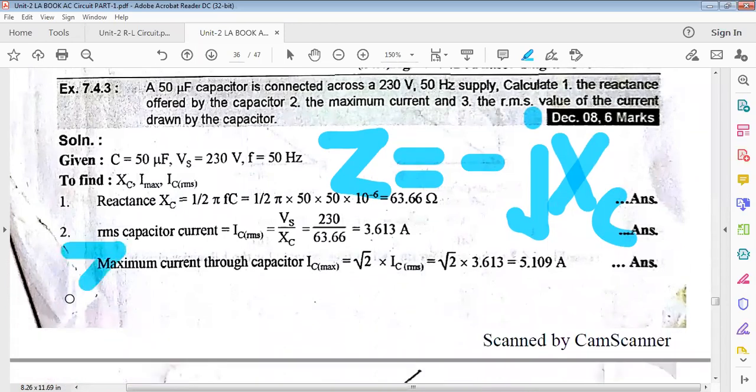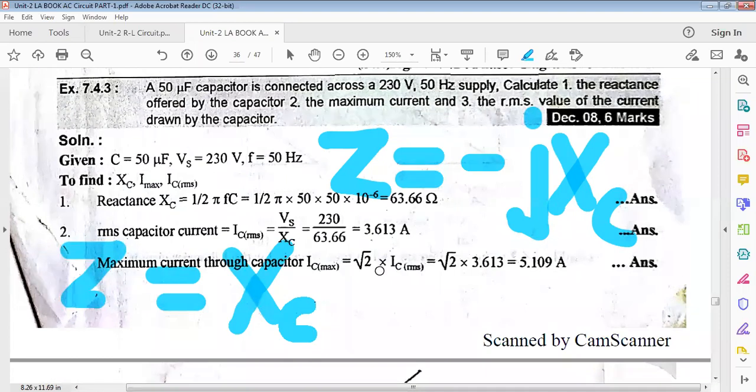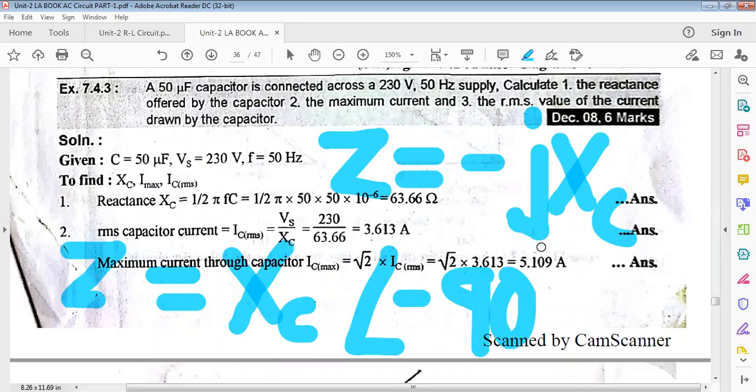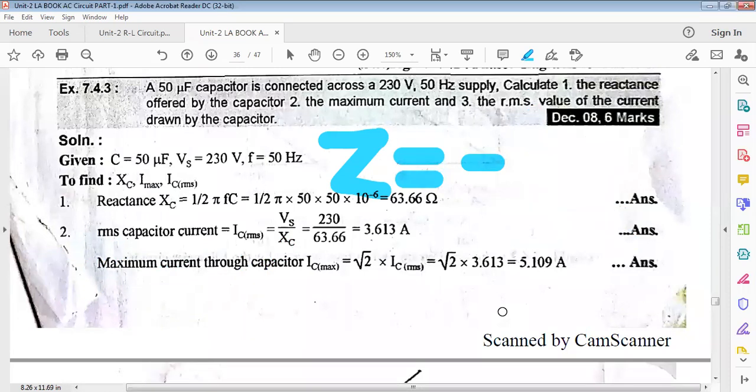Suppose the options given to you are in polar form. What is the polar form of 0 plus jB? B at an angle of minus 90 degree. So XC at an angle of minus 90 degree. You can use a calculator to convert this rectangular to polar. You will get XC at an angle of minus 90 degree. Okay, so any difficulty up to this? No, ma'am. Okay, now we'll go for the series RL.